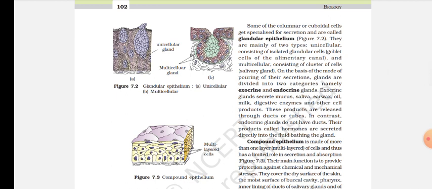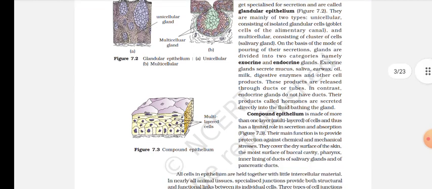Exocrine glands secrete mucus, saliva, earwax, bile, milk, digestive enzymes, and other cell products. These products are released through ducts or tubes. In contrast, endocrine glands do not have ducts. Their products called hormones are secreted directly into the fluid bathing the gland.